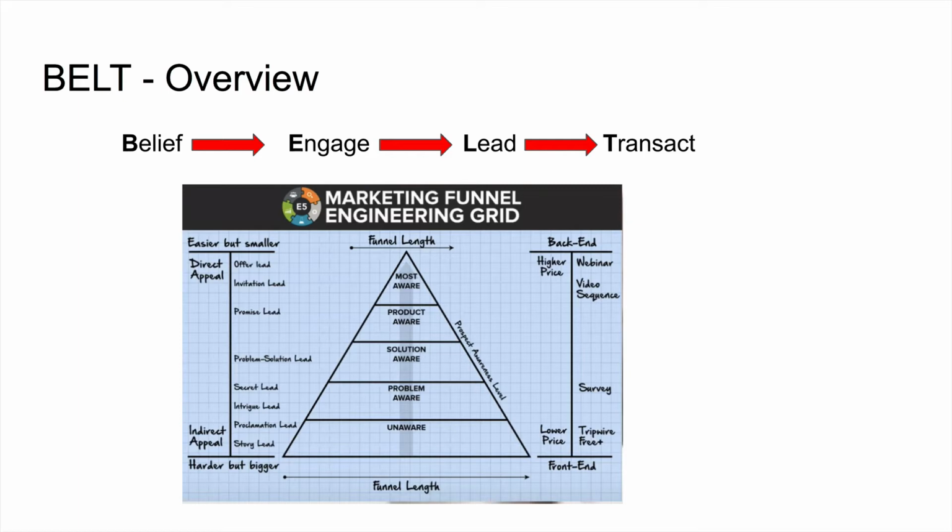And so that is really what the BELT method is designed to do. You can see the B is for belief, the E is for engage, the L is for lead, the T is for transact. I'm going to drill down into each of these quickly moving forward. The thing to understand is that it's a customer journey. So somebody's going to start in the belief stage. We're going to move them to the engagement stage. Once they're in the engagement stage, we're going to move them to the lead stage. And once they're in the lead stage, we're going to move them to the transact stage.